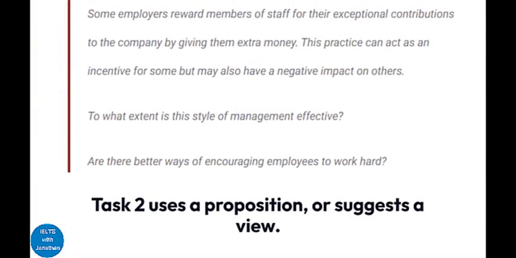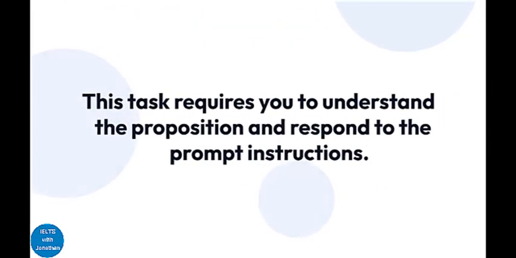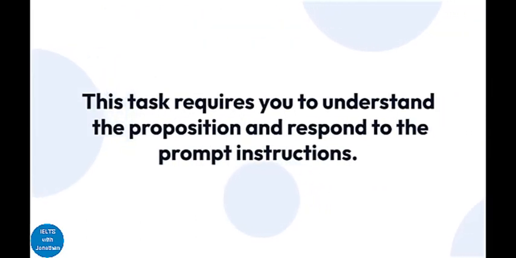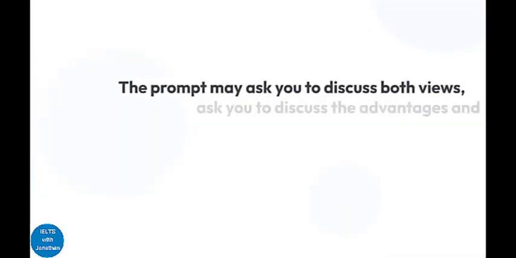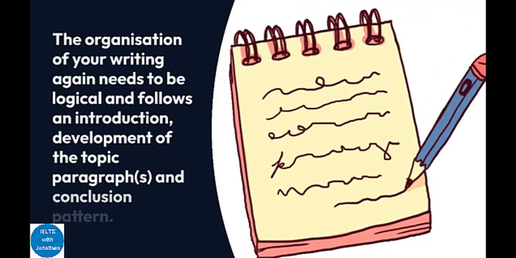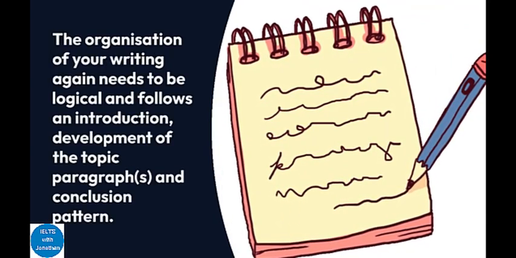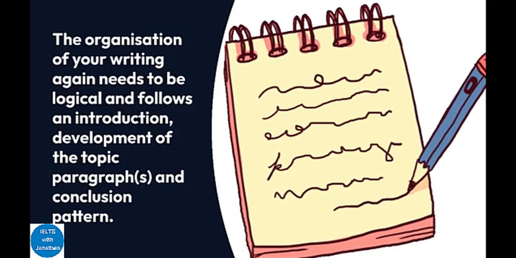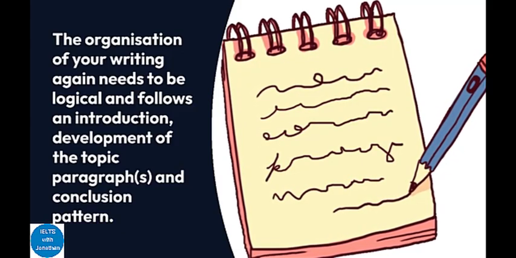Task 2 uses a proposition or suggests a view. The task requires you to understand the proposition and respond to the prompt instructions. The prompt may ask you to discuss both views, discuss advantages, ask whether you agree, or ask you to think why something is the way it is and consider solutions, measures, or proposals. Organization of your writing needs to be logical and follows an introduction, development of the topic paragraph, and conclusion pattern.